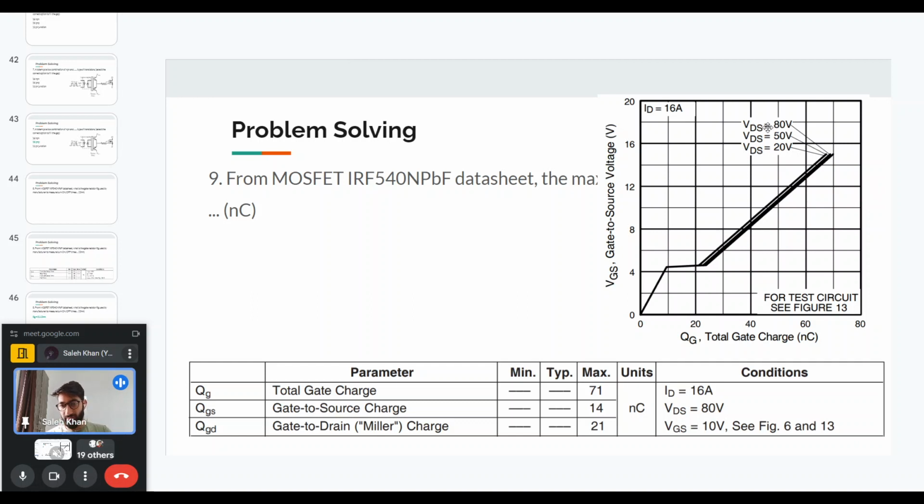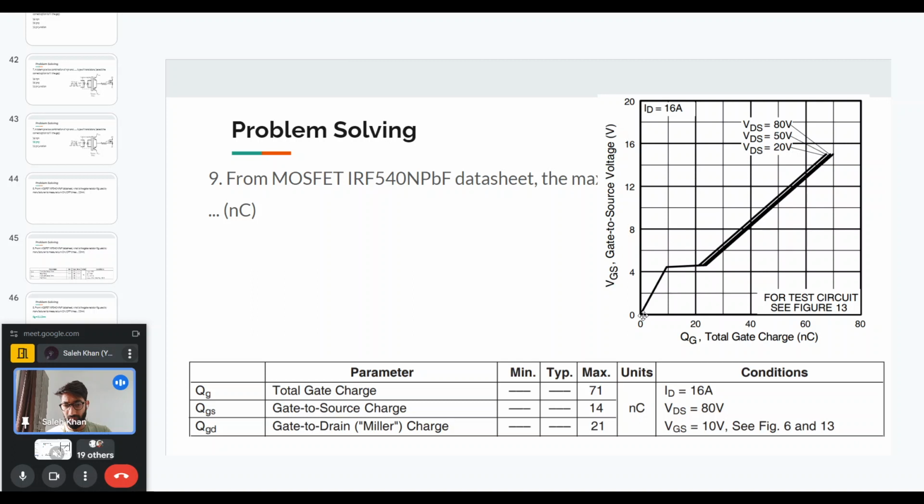And for the maximum voltage of 80 volt, it is given that this gate charge is very close to 70. But if you see from the table, it is actually 71. The question is asking about the maximum value, so the value of this would be 71.